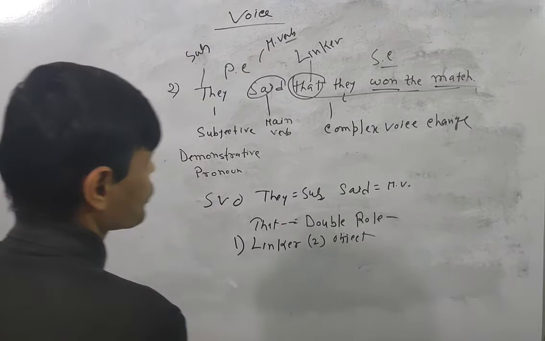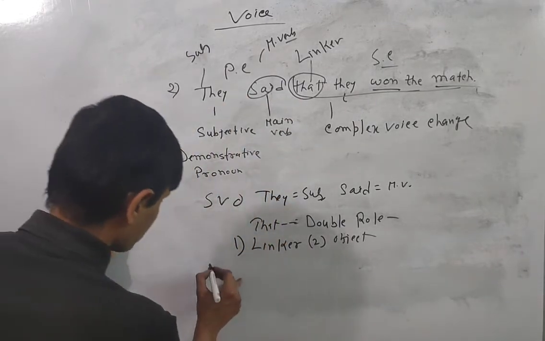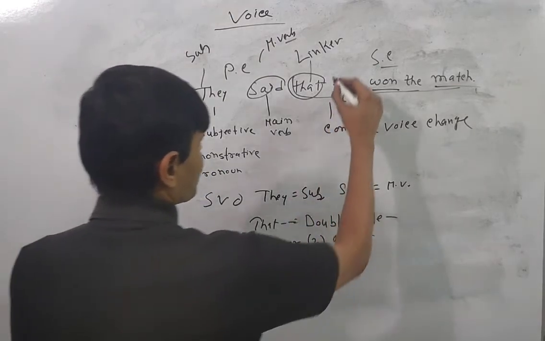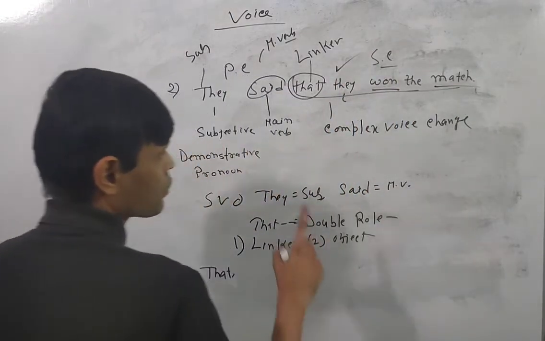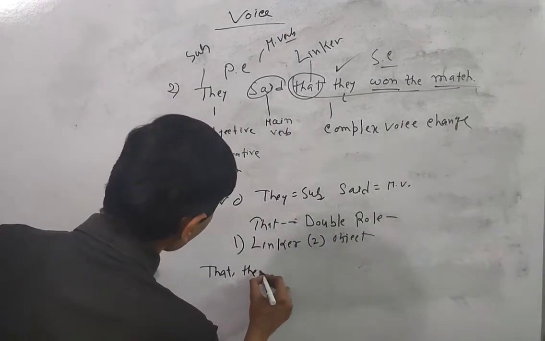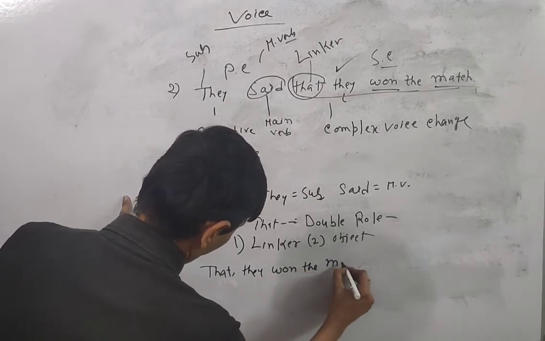Then how would you like to change? Now we are going to change the object into subject while passivizing it. So that after that we can easily write this sentence. There is no need to change this. They won the match.